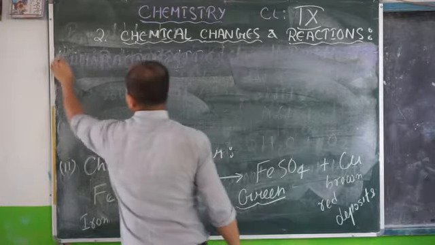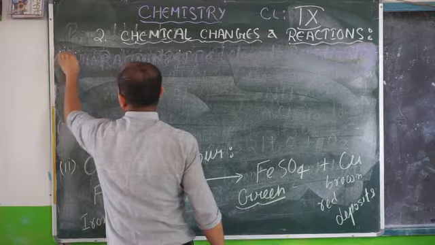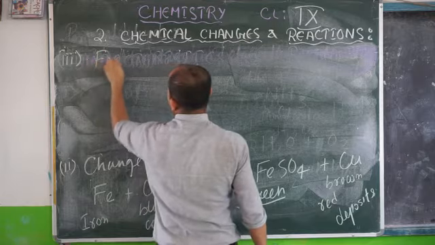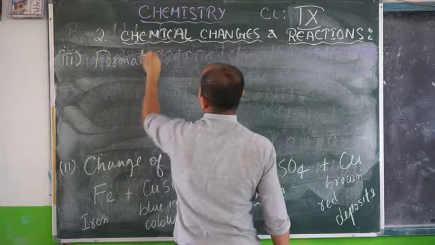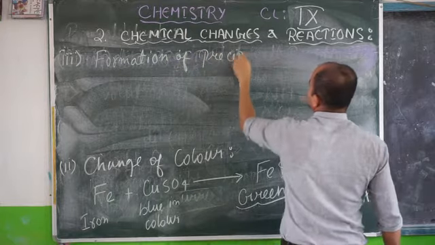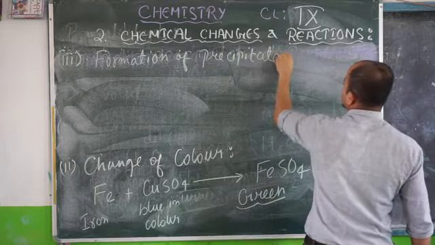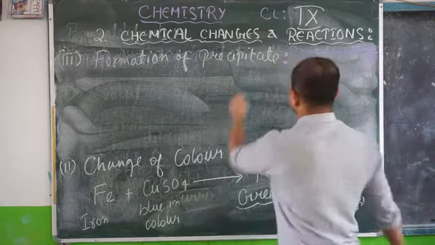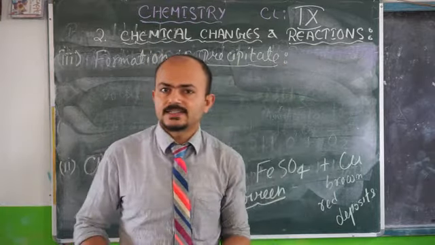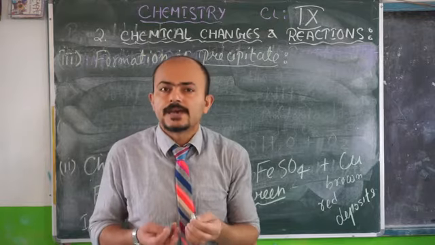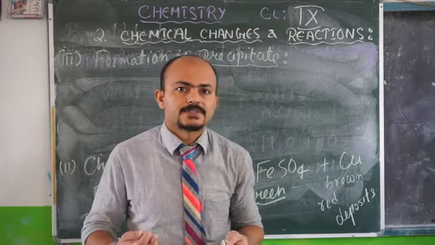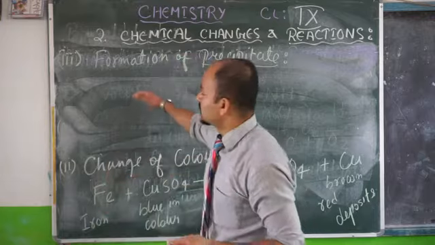Not the fourth, it's the third characteristic. So in the third characteristic, we have formation of precipitate. Okay? So what are precipitates? Now, precipitates are insoluble substances that are formed during a chemical change or a chemical reaction. It is an insoluble substance. So let's discuss this with an example.